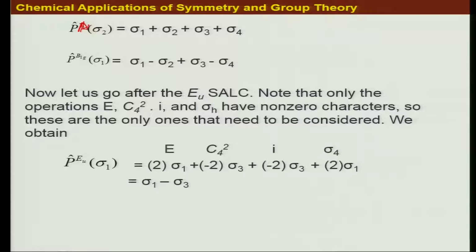Now you can find out the SLCs for this one-dimensional irreducible representation A1g and B1g using the respective projection operators, which is very straightforward and easy. Now next we will go after the two-dimensional SLC. So the two-dimensional SLCs will transform as the Eu irreducible representation corresponding to the D4h point group.